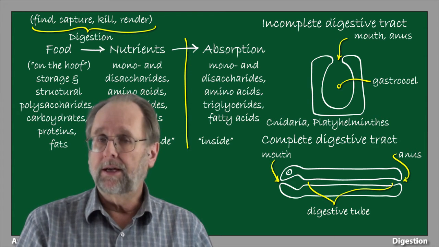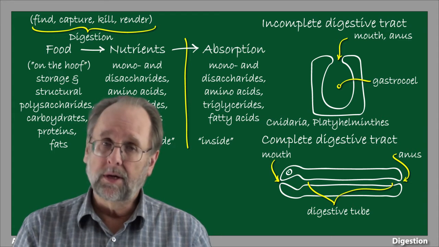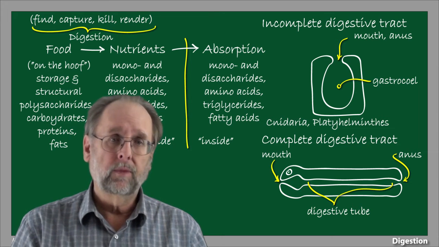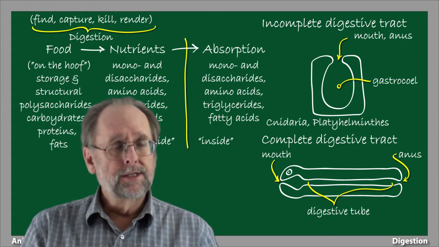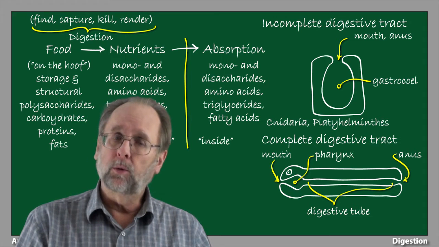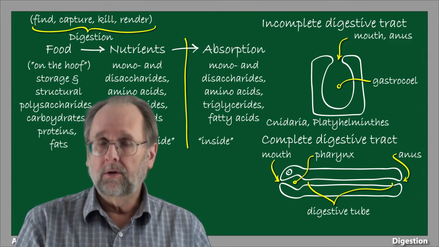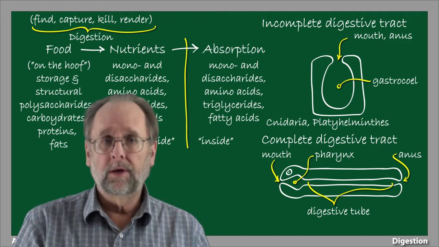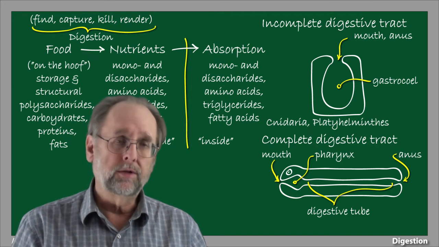Notice here that the digestive tube is still topologically outside the body. Usually, just inside the mouth, there's a widened area known as the pharynx. We've already encountered the pharynx in talking about the embryological origin of gills and lungs.